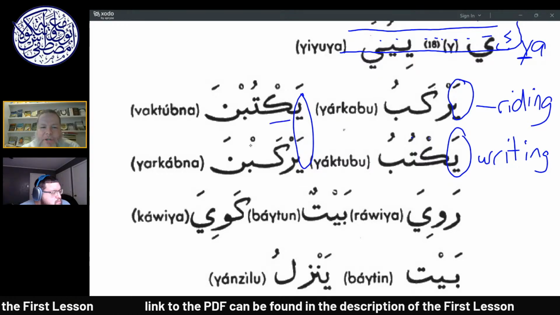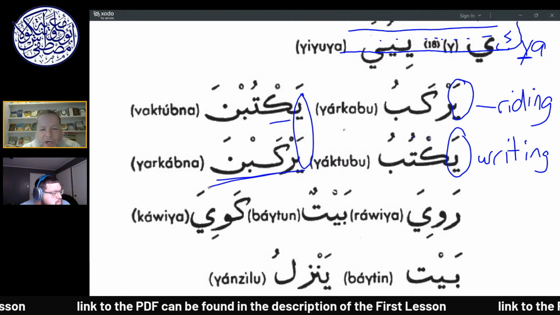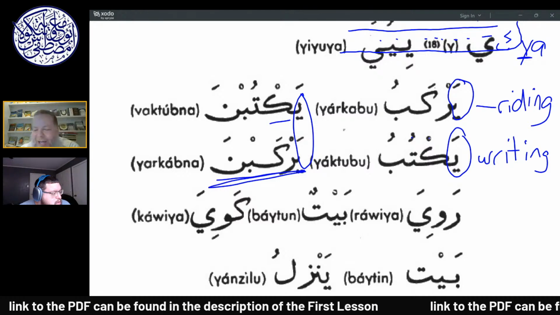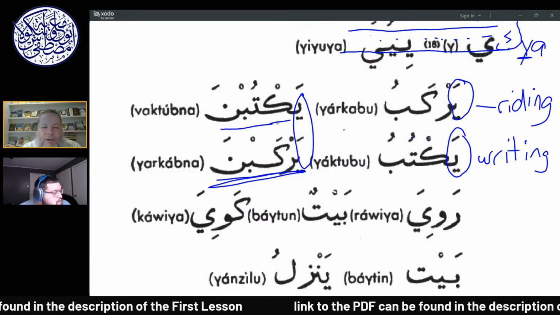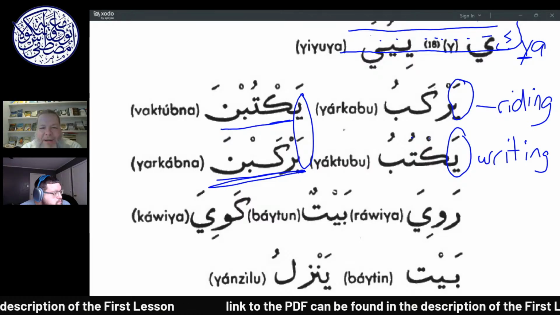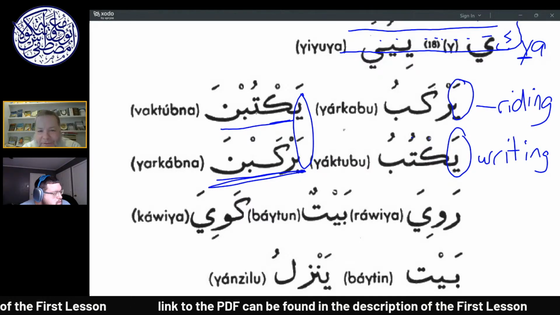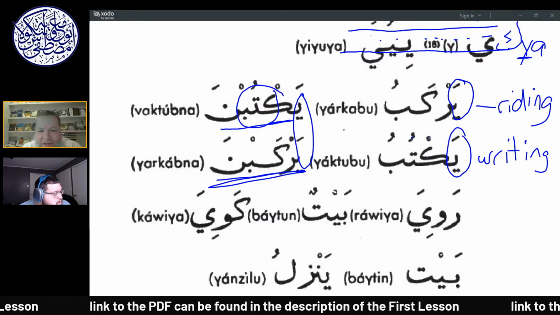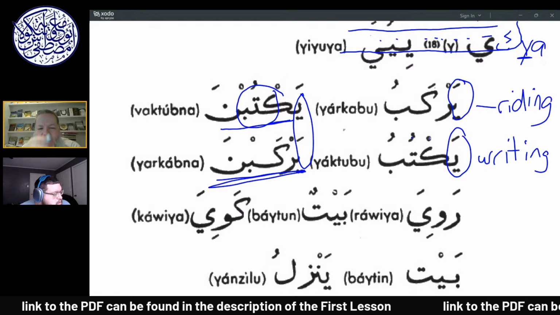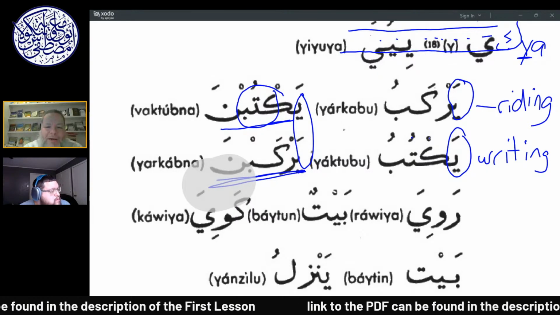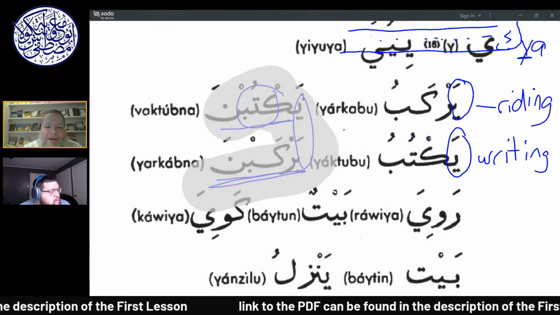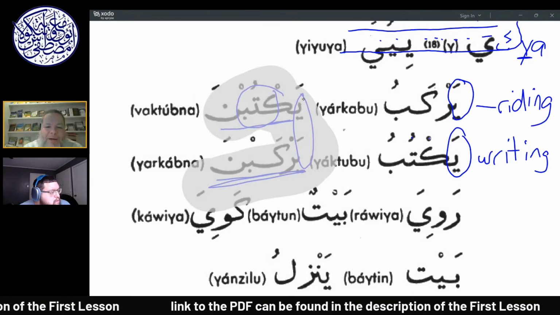There's a root here. So once you learn this pattern, yarkabna, and you find out what that means, the next time you learn another word and you see it's on that same pattern, but with different letters, but I know it has something to do with writing, you'll automatically be able to plug and play those words into one another. So you can automatically know what a word means just by knowing its root and knowing some patterns.